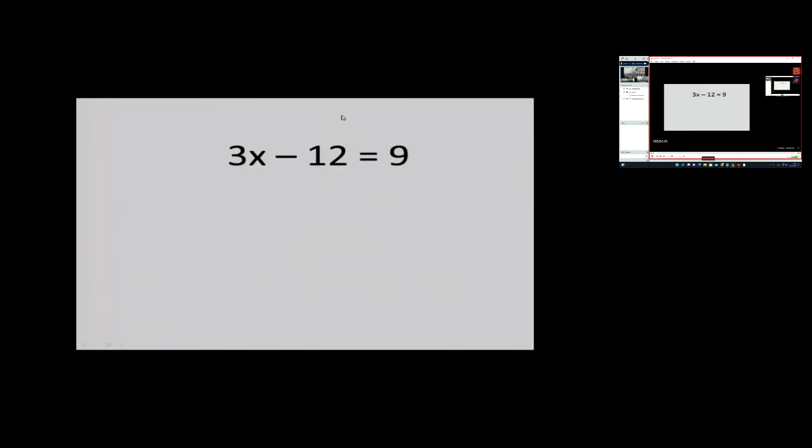Now let us read this linear equation. Everyone, can you please read this one? 3x. What's the symbol? Minus. Everyone, please read it. Minus. What's this number? 12 is equal to 9. Again, 3x minus 12 is equal to 9.